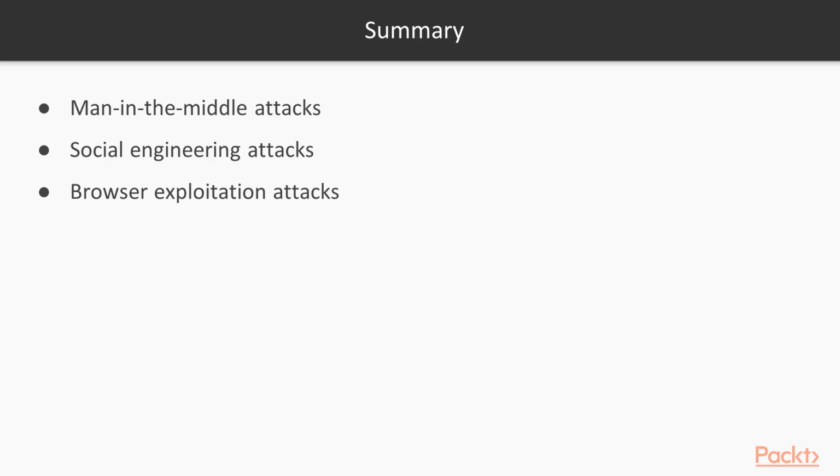Let's talk about the section summary. In this section, we have learned what a man-in-the-middle attack is, and we have also performed practicals using Wireshark and Ettercap. Then we learned how to perform a social engineering attack using the Social Engineering Toolkit. And finally, we have learned how to perform browser exploitation using the Browser Exploitation Framework, or BeEF, available in Kali Linux. So this is all about this section.